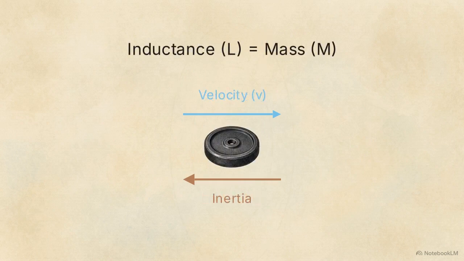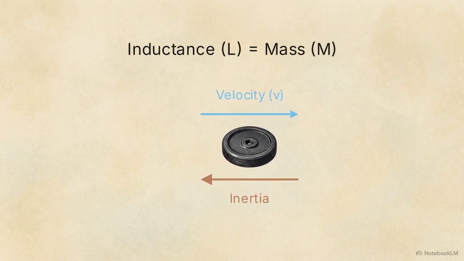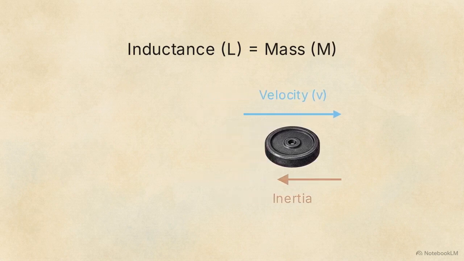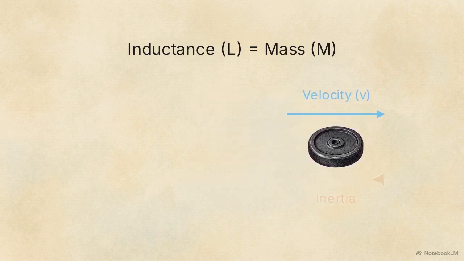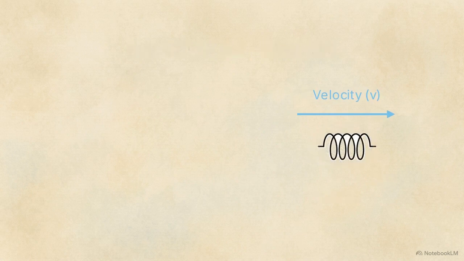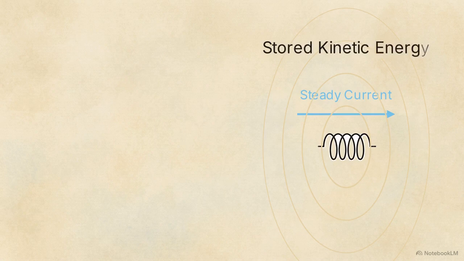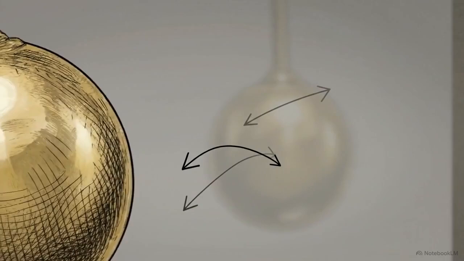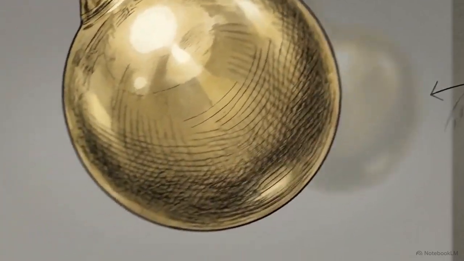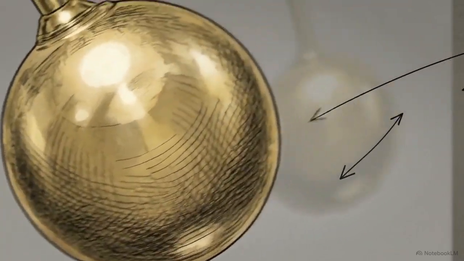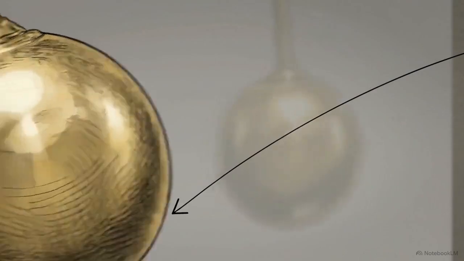Just as a heavy physical object resists any sudden change in its velocity, inductance resists any sudden change in the electrical current. The energy required to push current through the coil against this resistance is not lost. It is stored as kinetic energy within the magnetic field itself. An inductor acts as the circuit's momentum. It forces the electricity to keep moving even after the original driving voltage disappears.